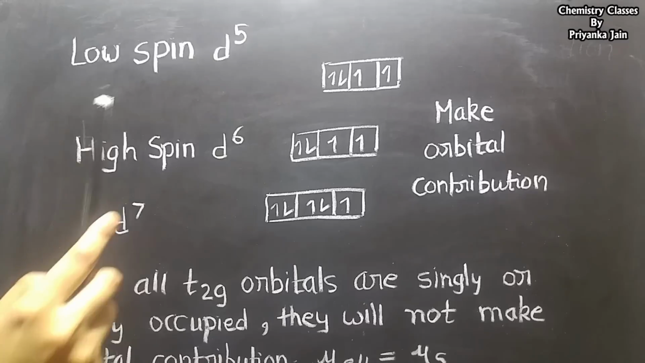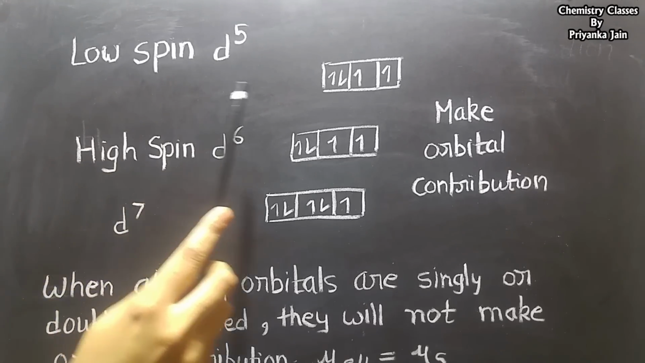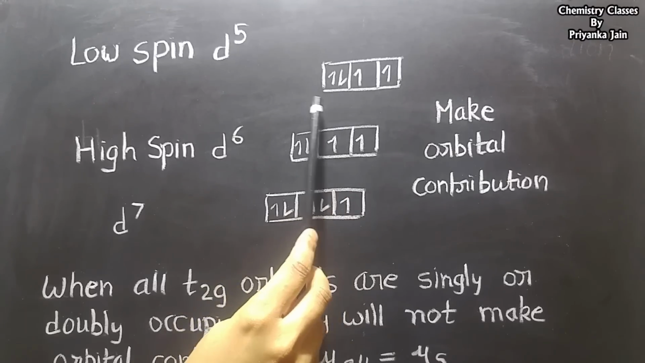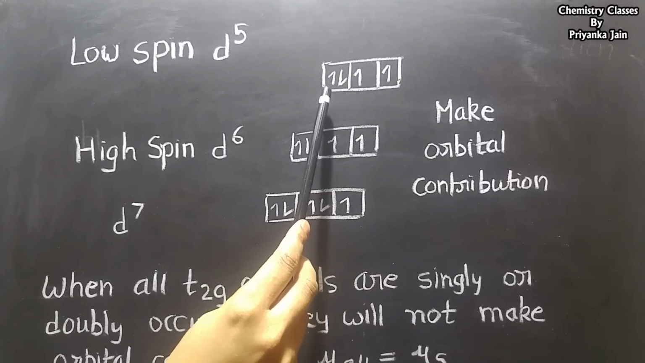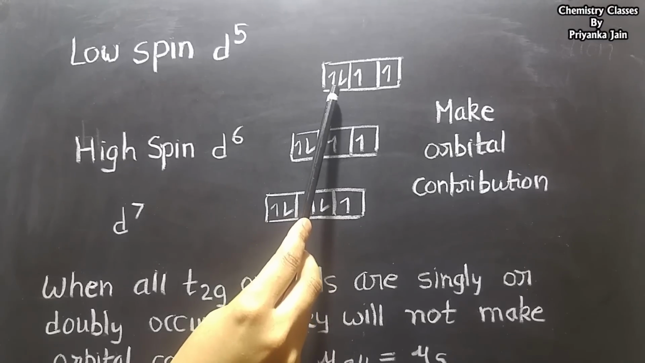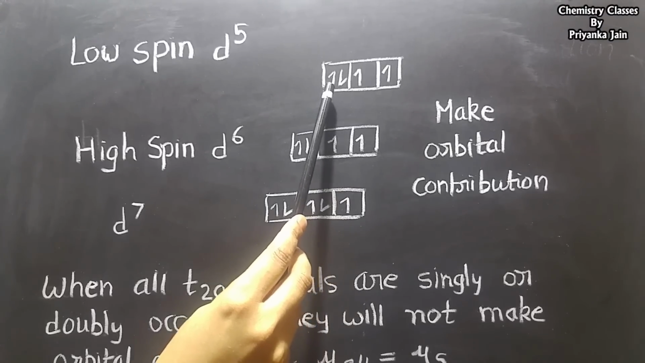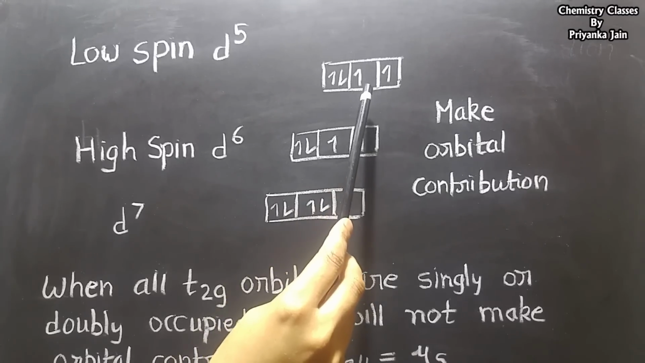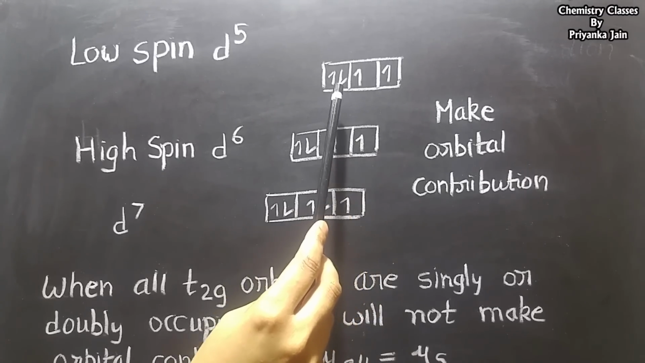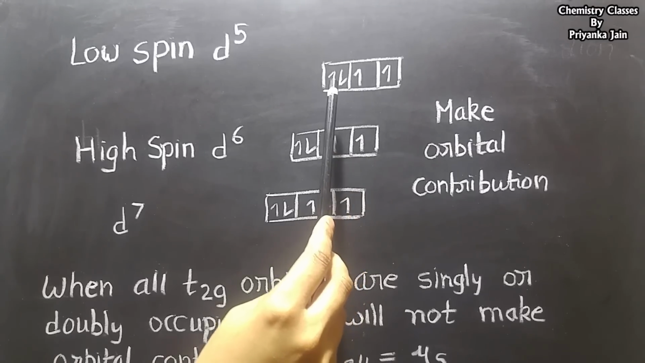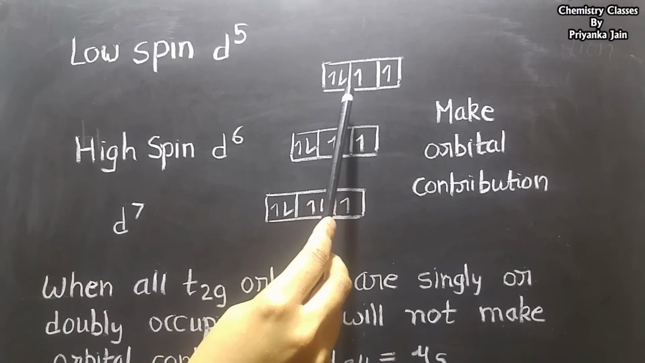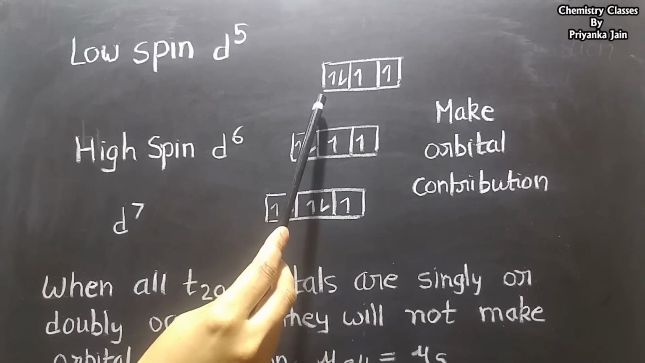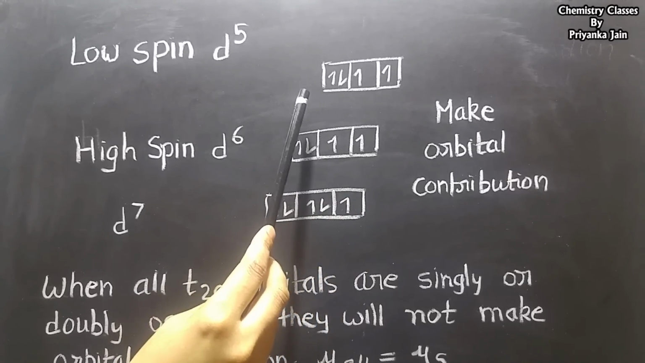In the low spin d5 configuration, this is the state of the T2g level. There are 4 electrons in two orbitals, and 1 electron with the inverted spin in this orbital, while in these 2 orbitals there is no electron with the inverted spin. So it provides a path for this inverted electron to rotate, and this makes an orbital contribution toward the magnetic moment.